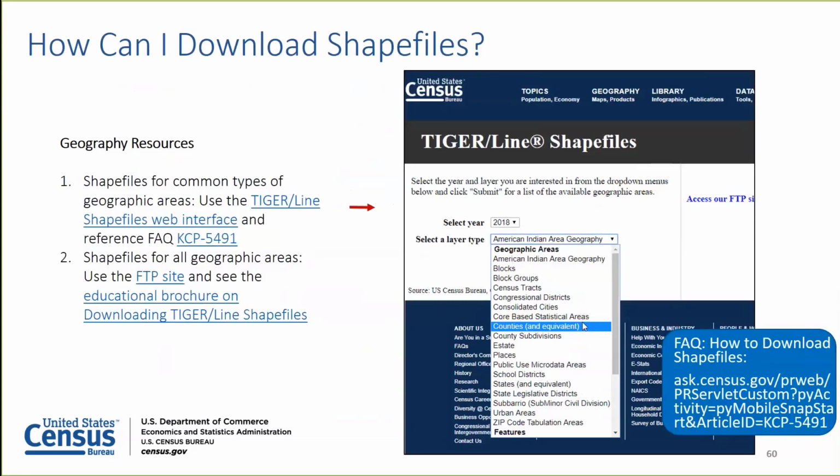Something else that AFF had that people really, really liked were the specific cartographic images they had on AFF. Some of the questions are, how can I download shapefiles? You can download them through the TIGER/Line Shapefiles web interface. We have an FAQ available for that, but these things are available through our geography area, and it's a simple way of walking through that.